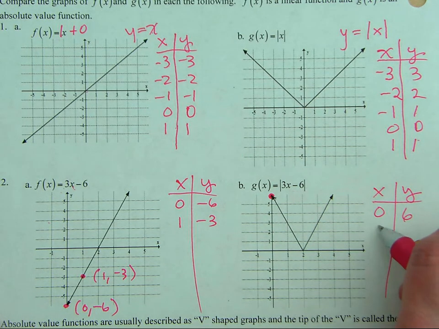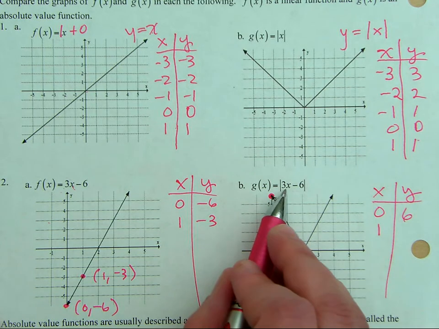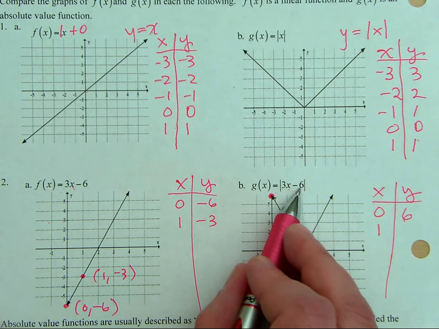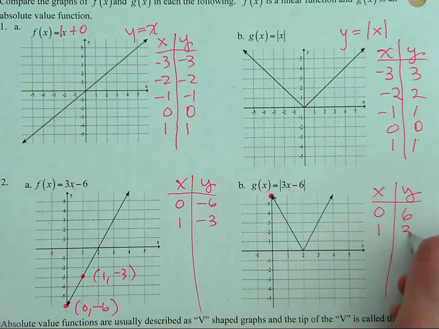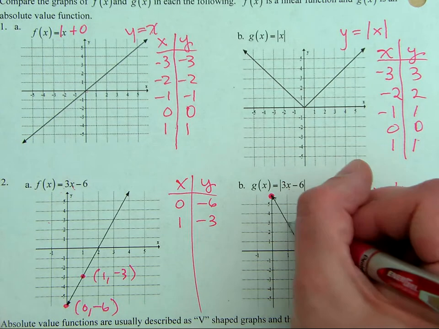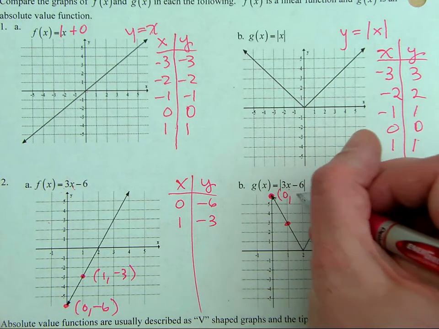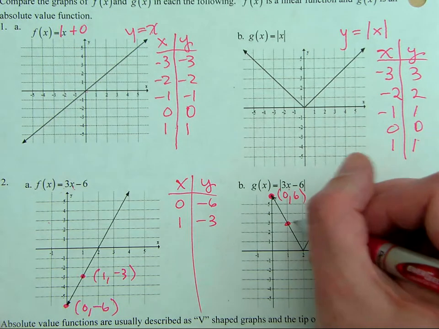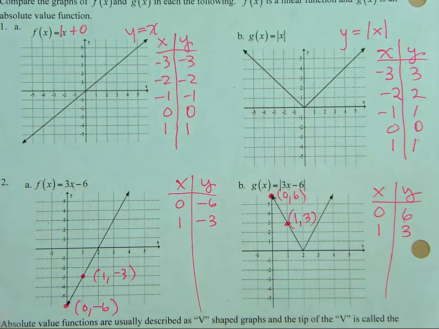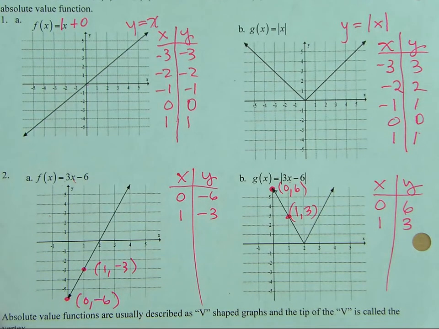So again, if I plug in 1, I get 3 times 1 is 3, -6, that's -3, but instead we get +3 because we're taking the absolute value of it. So that's why you see this point right here. You have 0, 6 is the y-intercept, and you have 1, 3. Okay, and that's what the absolute value is always going to look like.